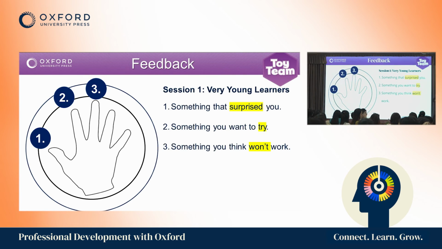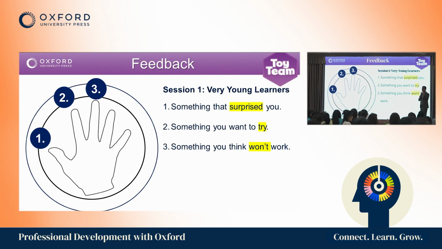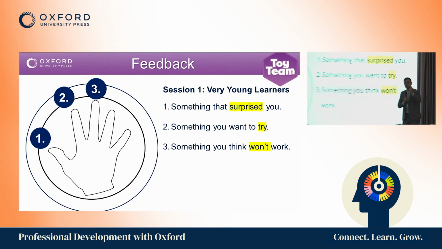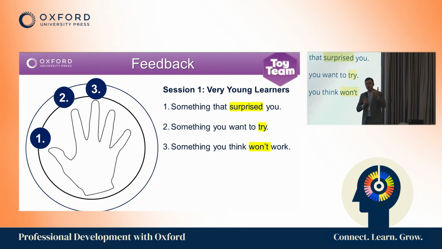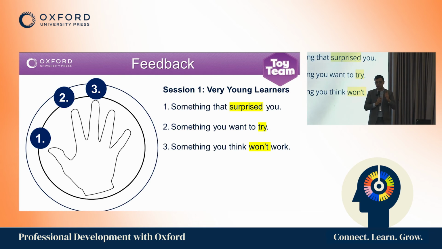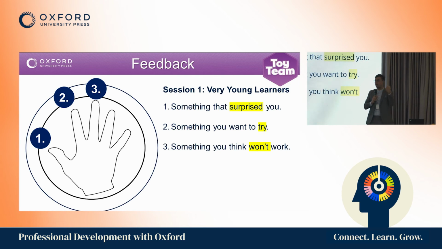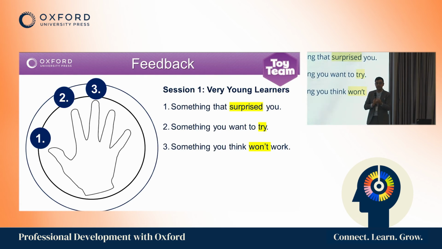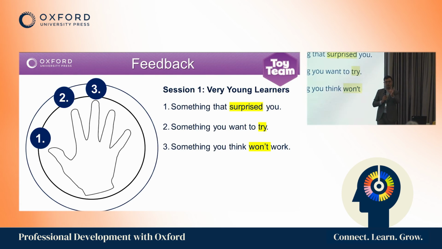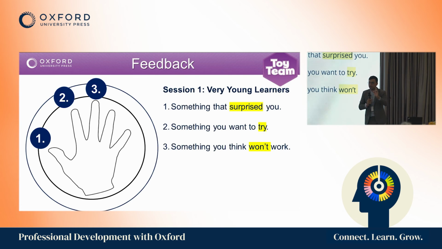Number 1, what is something that I've spoken about for the last hour and a half that surprised you? Okay? Number 2, something that you want to try. One activity that you think would work in your classroom. And 3, what's one thing you think would not work in your classroom? You might say, well, I can't do the story lesson like that because my class is too big. Something like that. Okay? So 2 minutes to discuss with your group before you write. 3, 2, 1, go.